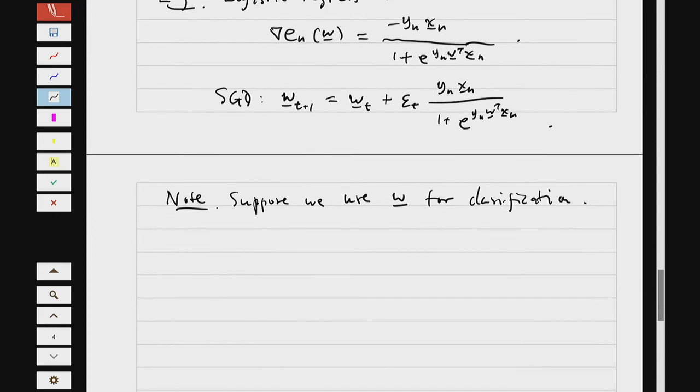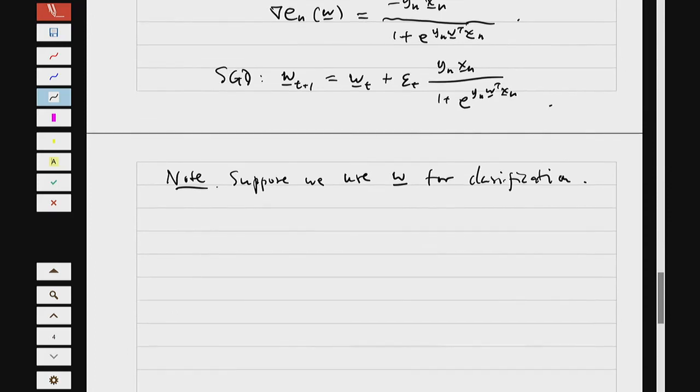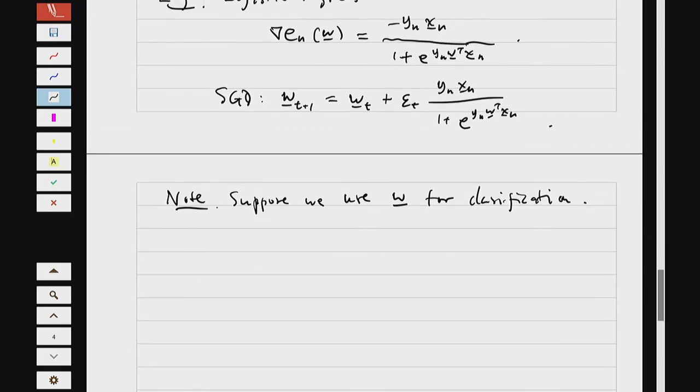Now we have two methods. We can use the logistic regression method to find the line, or we can use the PLA method, the perceptron learning algorithm. We have two methods for now to draw this line. Interestingly, there is a strong connection between those two. Let's look at the SGD method for logistic regression.